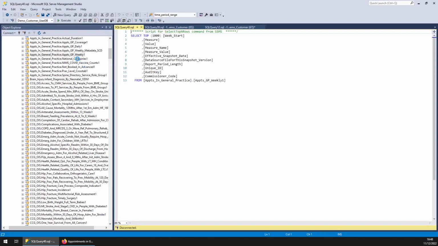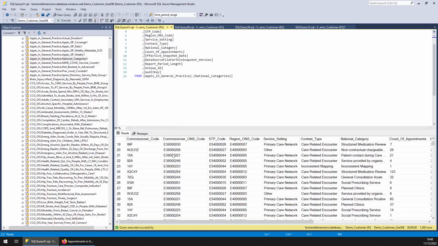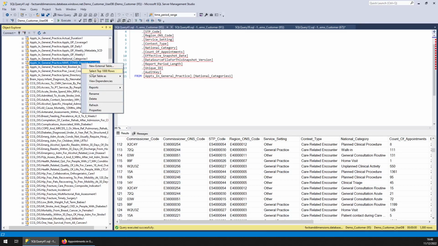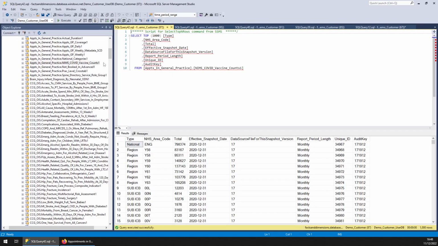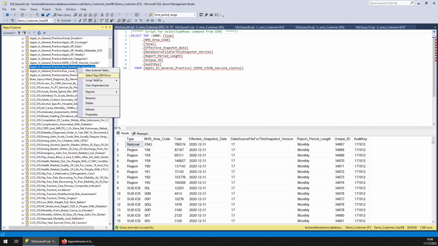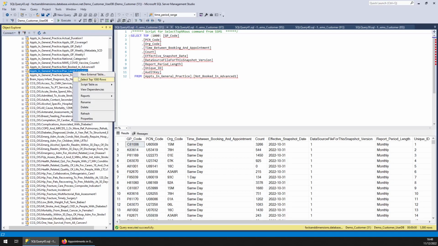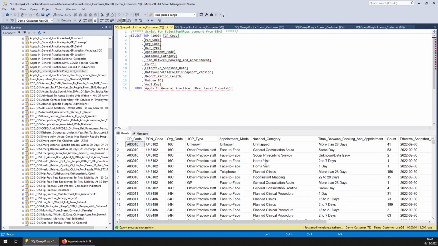GP weekly, national categories. There's also a special COVID one from the NIMS database. They're not booked in advance appointments. And this one, practice level crosstab, that is a new one. So you can see here what that contains. And SDS, Spine Directory Service Role Groups.